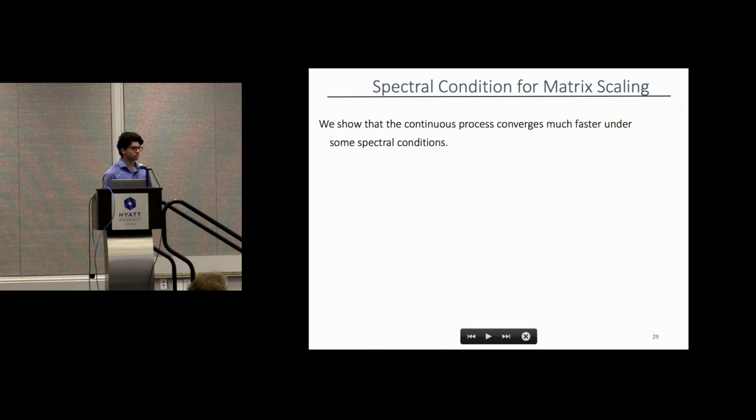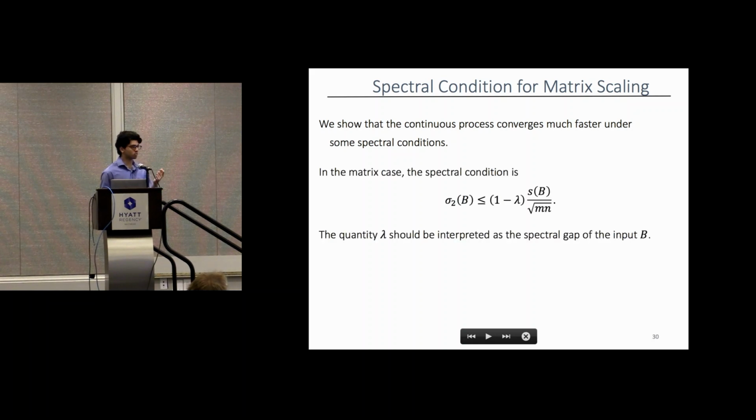we get much faster convergence of our process. So we'd like to define the spectral condition. Recall we have a matrix, and the spectral condition will be that the matrix has a spectral gap. Remember, there is a singular value interpretation of this matrix scaling problem. So I want my top singular value to be 1. I'm asking for the spectral condition that all the other singular values are far away from 1.